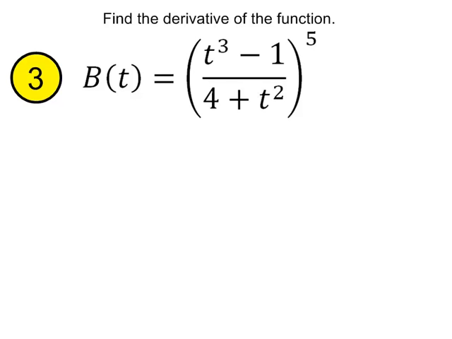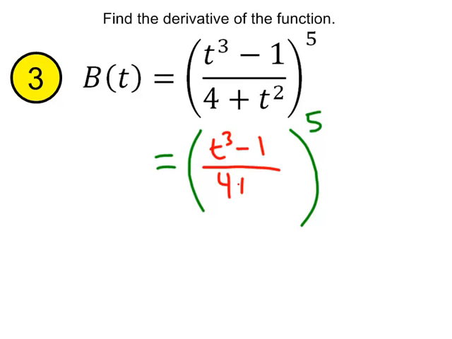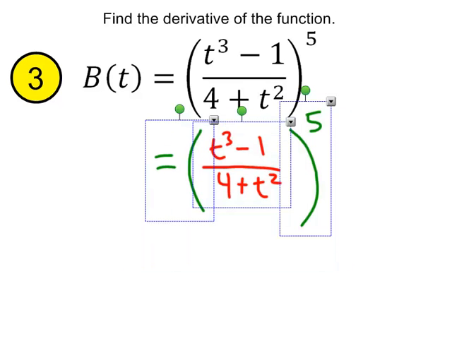If I do my familiar f of g setup, and I'm even going to try to use the same color coding I've used before, I think of the outer function, our f of x, as being blank to the 5th power, and the inner function is going to be t cubed minus 1 over 4 plus t squared. Again, I haven't done any calculus yet. That's just rewriting and color coding the original function.